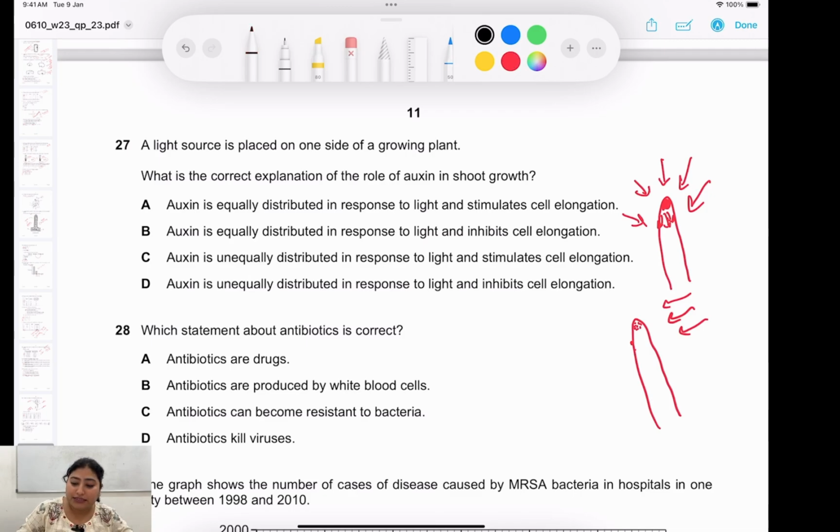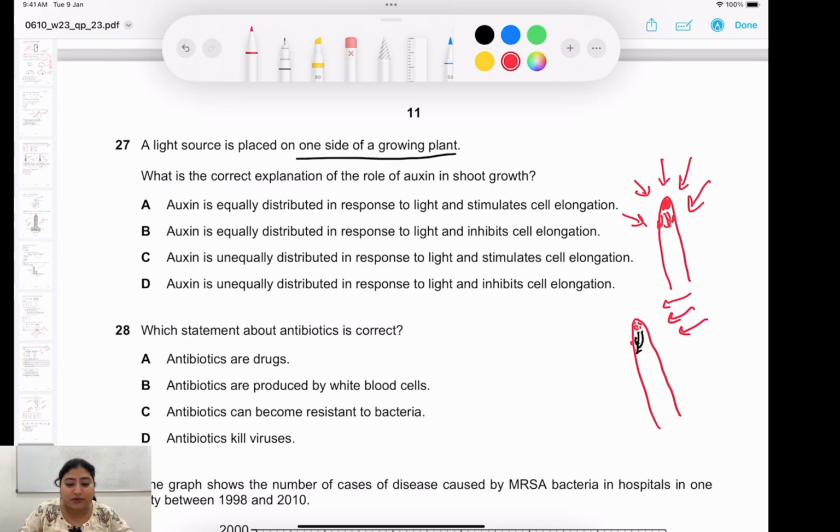However, at this time it will diffuse to the shady region. So auxin has the tendency to distribute non-uniformly if it is receiving light from only one side. So this is our hint, because it is receiving light from only one side. So in this case, let's see which option is suitable.